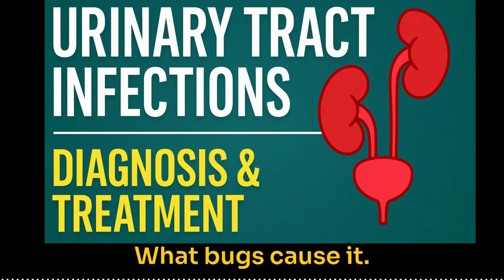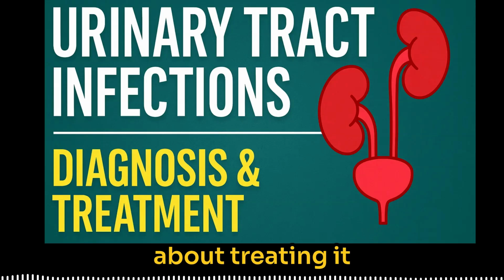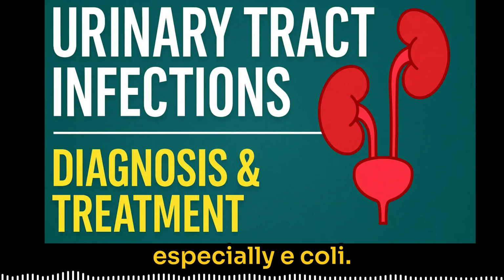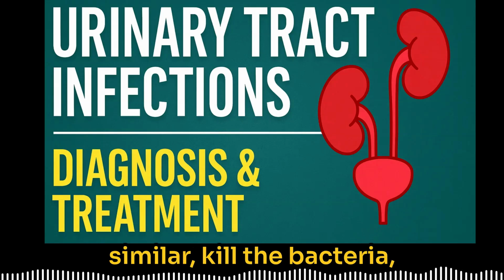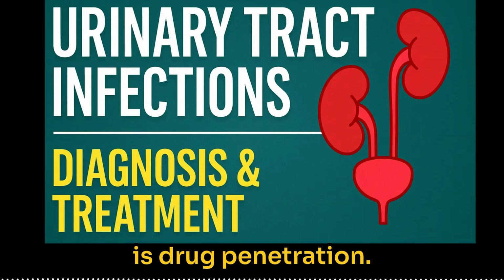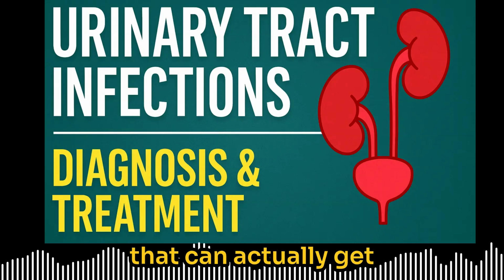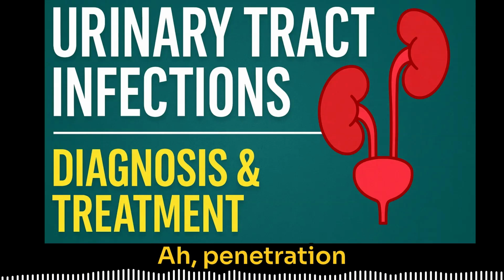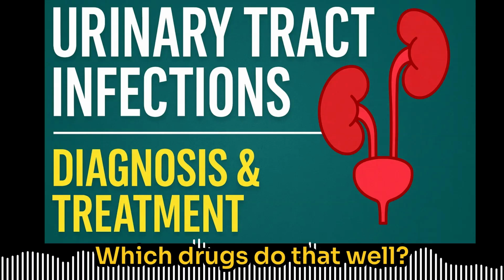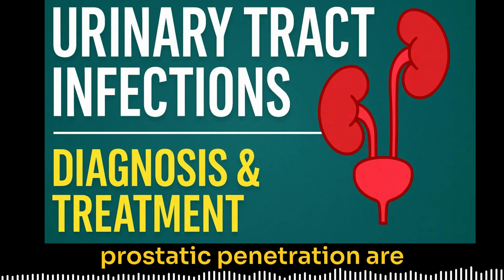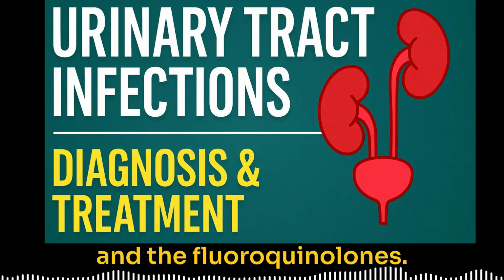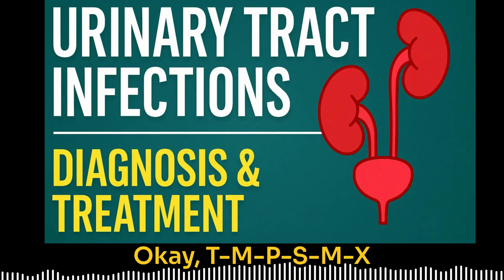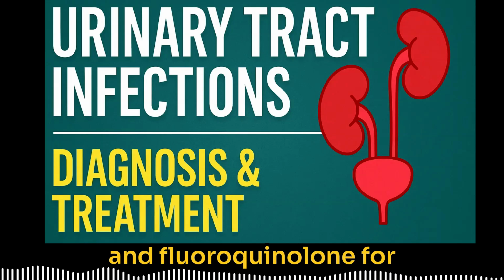Sounds unpleasant. What bugs cause it, and what's special about treating it? Usually the same culprits, gram-negative enteric bugs, especially E. coli. The treatment goal is similar, kill the bacteria, but the key difference is drug penetration. You need an antibiotic that can actually get into the prostatic tissue at therapeutic concentrations. Which drugs do that well? The ones known for good prostatic penetration are primarily TMP-SMX and the fluoroquinolones. That's why they are often the first-line oral agents for prostatitis. Okay, TMP-SMX and fluoroquinolones for prostate penetration.